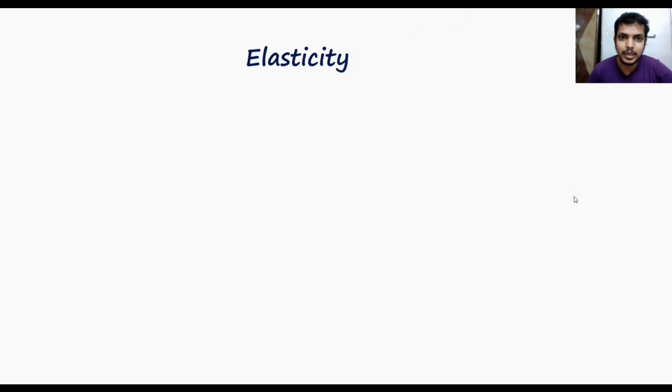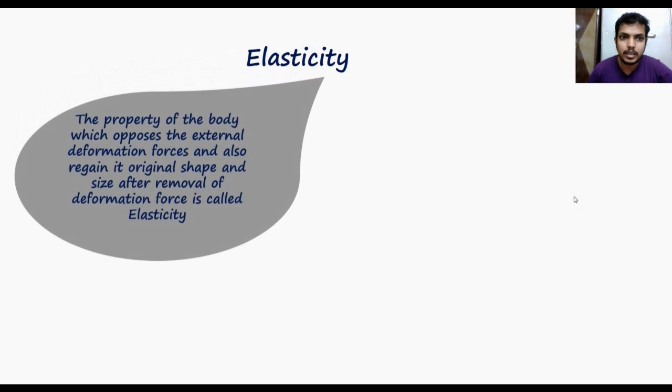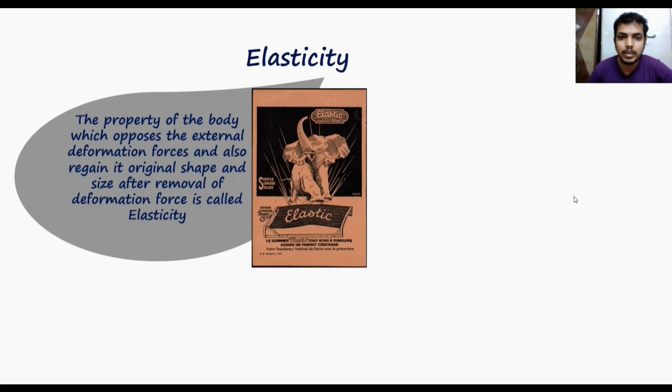What is meant by elasticity is that when we apply an external deforming force, the material will regain its original shape, and it also opposes the external force. That property is elasticity. If you read it: the property of a body which opposes the external deforming force and also regains its original shape and size after the removal of the deforming force is called elasticity. That particular body is an elastic body.